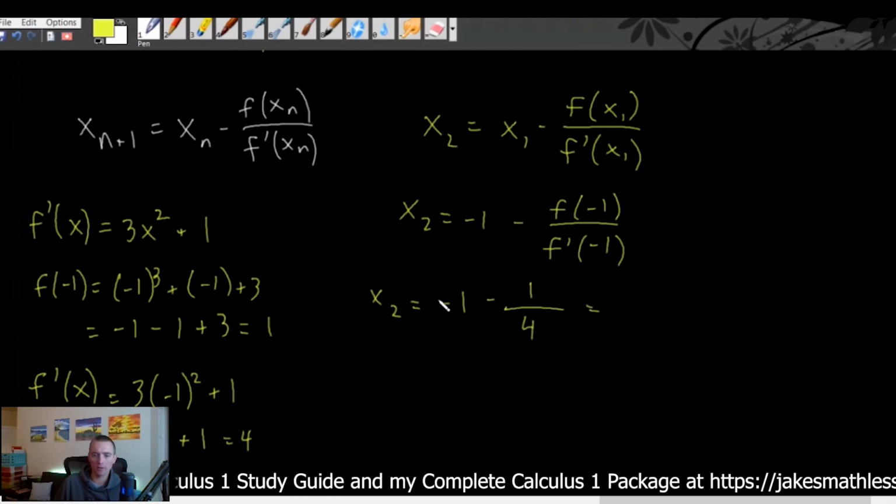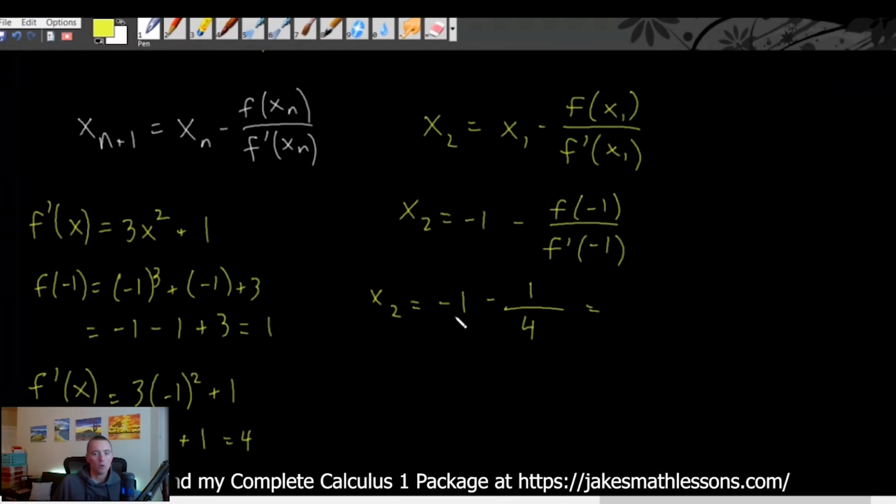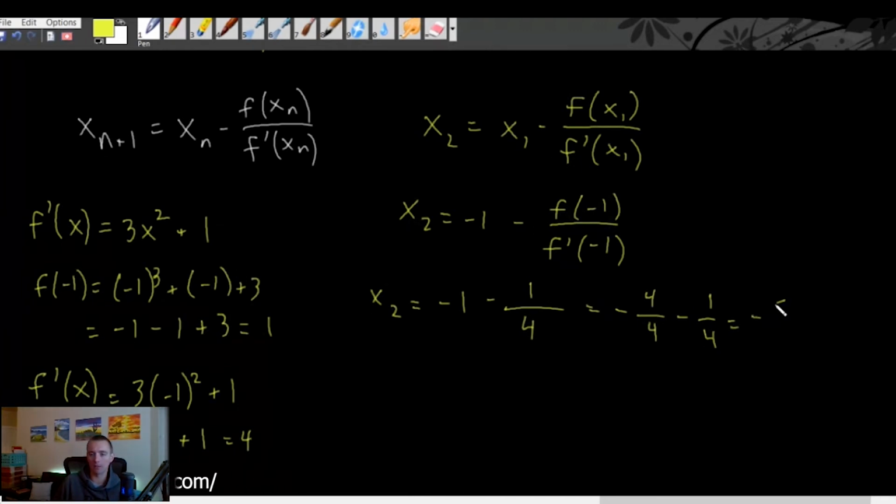So simplifying this, we're just going to get -1 minus 1/4, which, to add fractions, we would need to make sure to get a like denominator. So -1 is the same as -4 over 4, and then -1 over 4, which gives us -5 over 4. So basically our second approximation of the root of this equation is just -5/4.